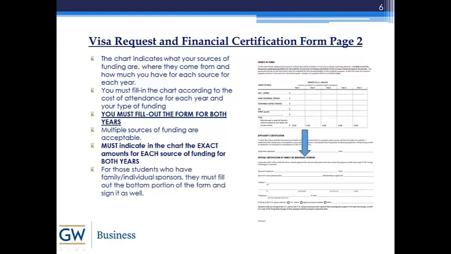For those students who have family and individual sponsors, their sponsor must fill out the bottom portion of the form and sign it as well. Please do not forget to sign the form. We will not accept applications that are not signed and dated. We accept both electronic signature stamps as well as handwritten signatures.